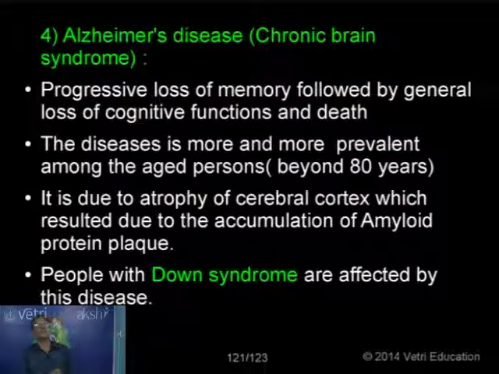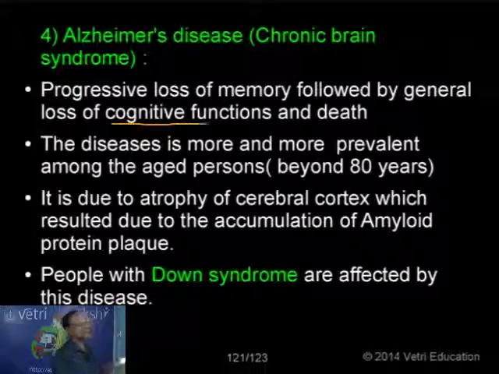Now Alzheimer's disease, also called chronic brain syndrome. This is nothing but progressive loss of memory due to old age, while aging. So progressive loss of memory followed by general loss of cognitive function, the perceptive function, general loss of perception, leading to death. So while a person is attaining more and more age, this is a condition of chronic brain syndrome. That is what we call the progressive loss of memory, followed by general loss of cognitive function. The perceptive power is lost, leading to death.